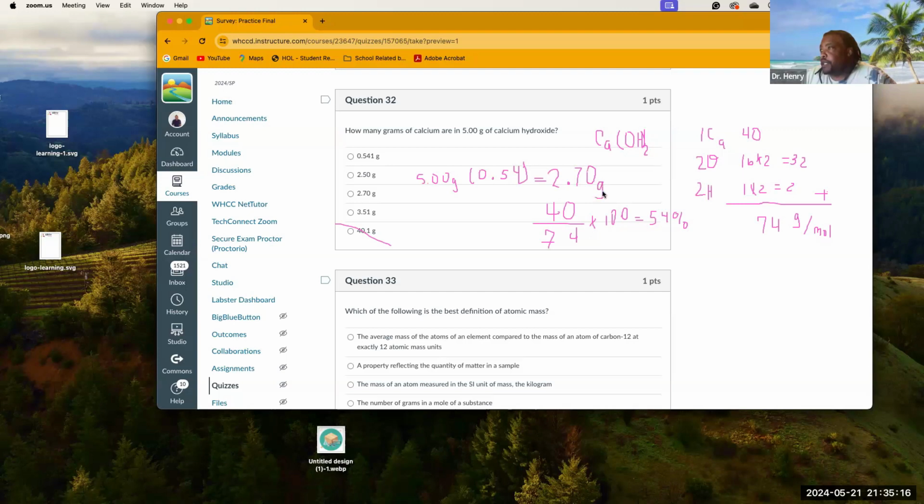So we're going to end up with 2.70 grams of calcium. Okay, questions? Okay.